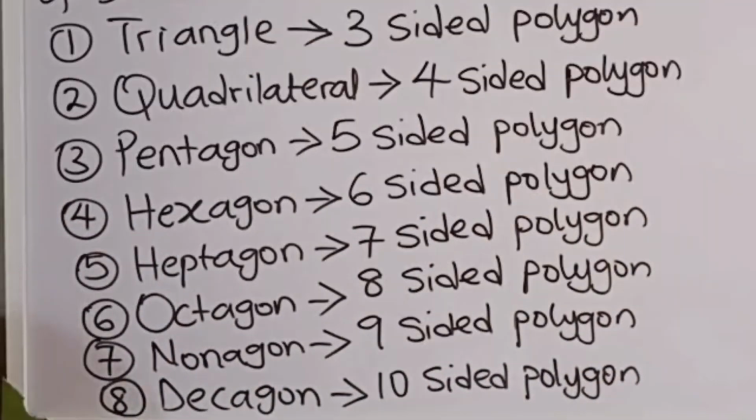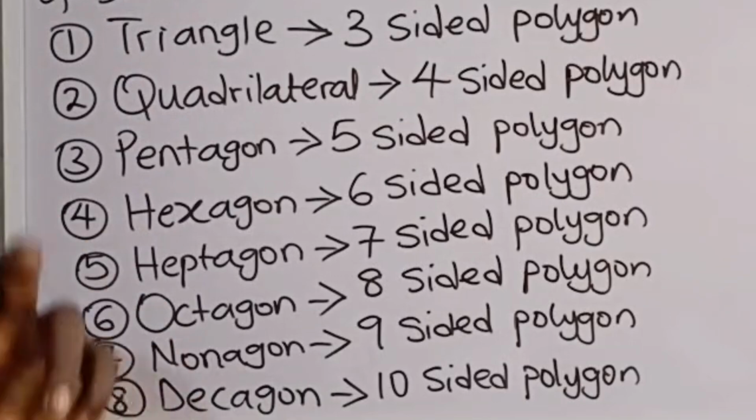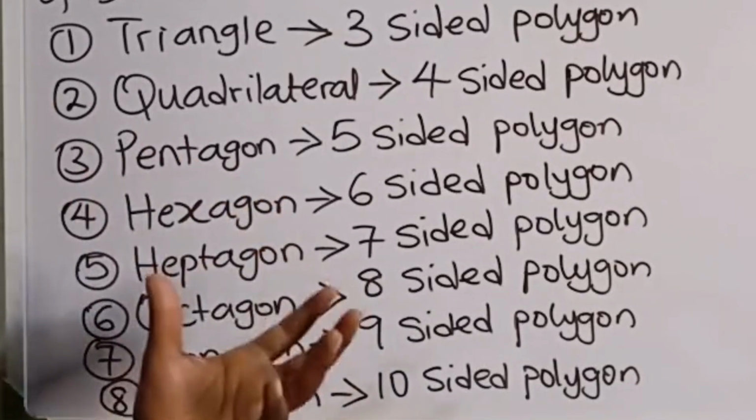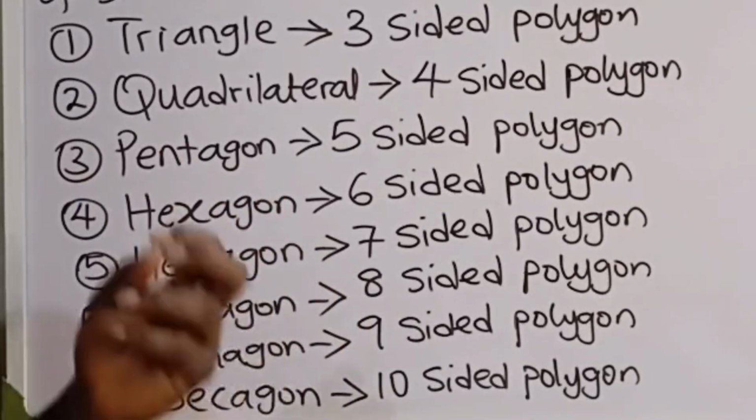Okay, so let's look at this. All these are different types of polygon. Remember, this classification is based on the number of sides of the polygon. There are two ways you can classify polygons. This is the first way. We have classified these polygons based on the number of sides.